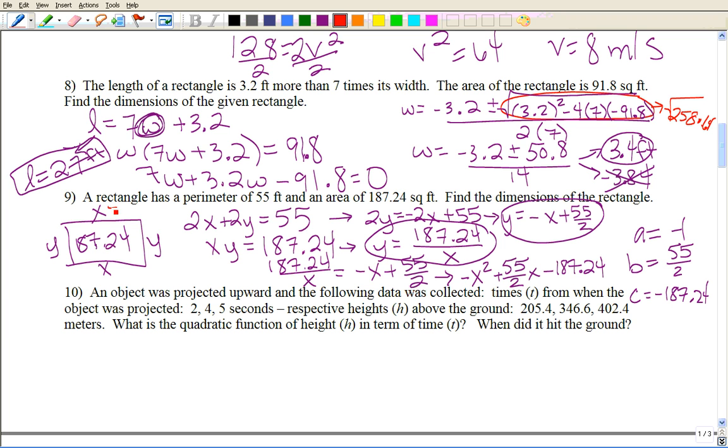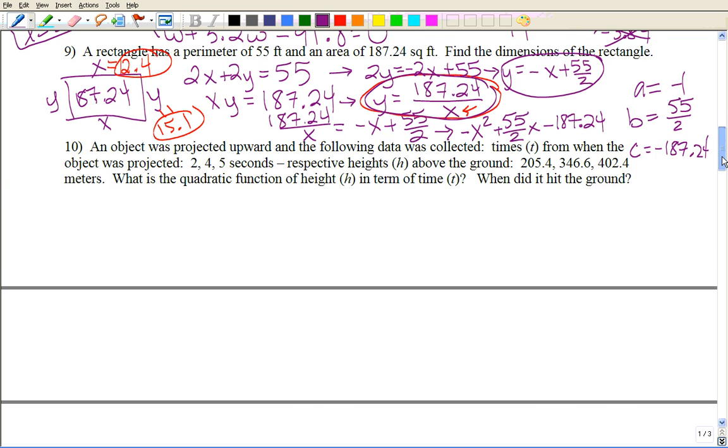So x will equal 12.4. And since we know x, because of this right here, to find y, we just plug in x of 12.4 there. And 187.24 divided by 12.4 will give us a y value of 15.1. So those are the dimensions, 15.1 by 12.4. And then finally we have number 10.